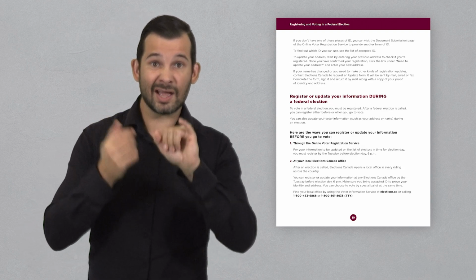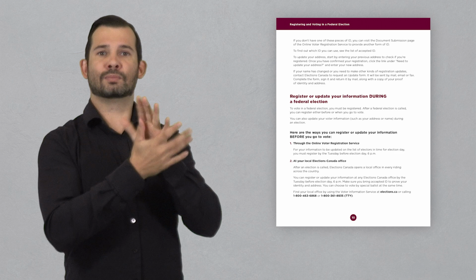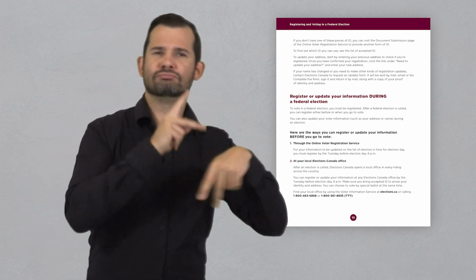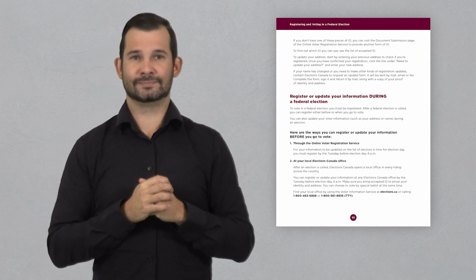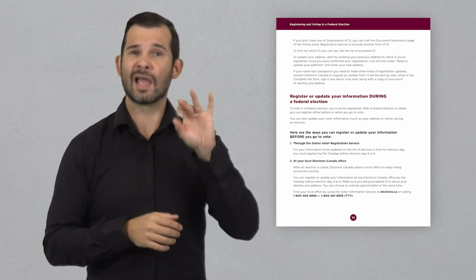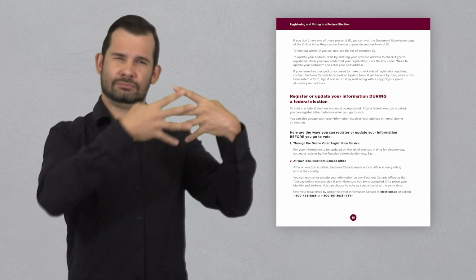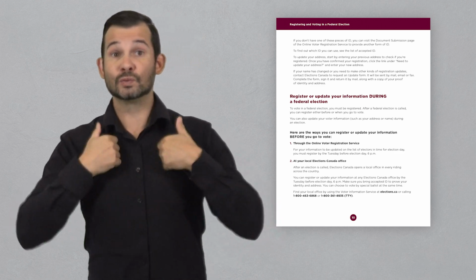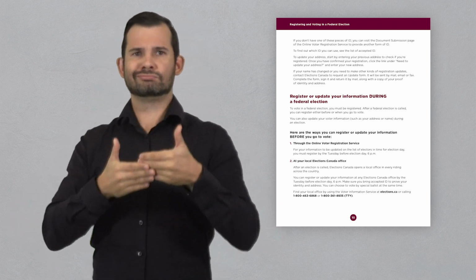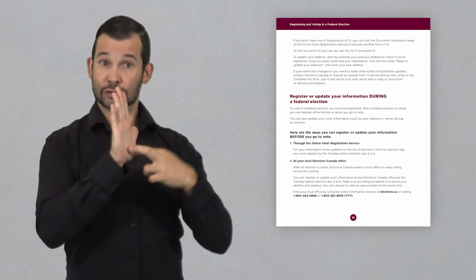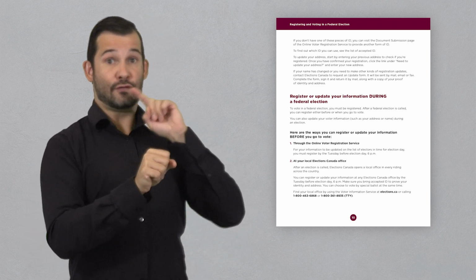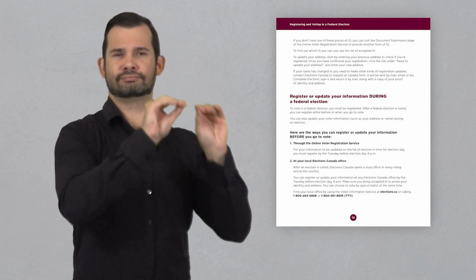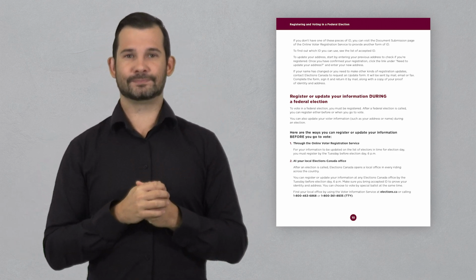If you don't have one of these pieces of ID, you can visit the document submission page of the online voter registration service to provide another form of ID. To find out which ID you can use, see the list of accepted ID. To update your address, start by entering your previous address to check if you're registered. Once you have confirmed your registration, click the link under Need to update your address and enter your new address.